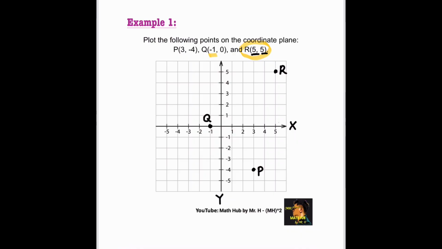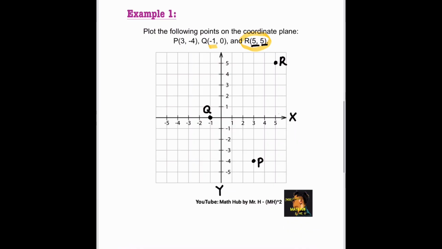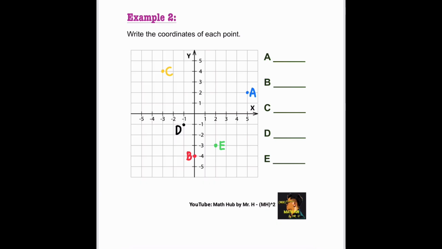All right, so let's take a look at the second example. We need to identify the coordinates of each point. So it's a reverse process of what we did in example 1. For point A, point A is in quadrant 1. So from the origin, we count 1, 2, 3, 4, 5. So 5 to the right and 2 up. So the coordinates of point A are 5, comma, 2.